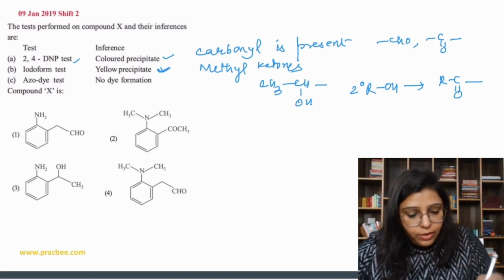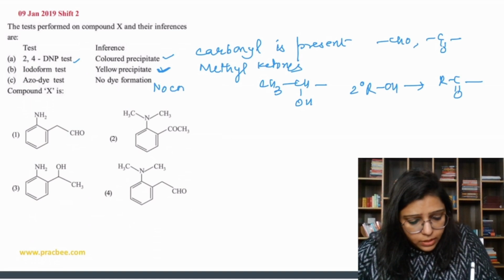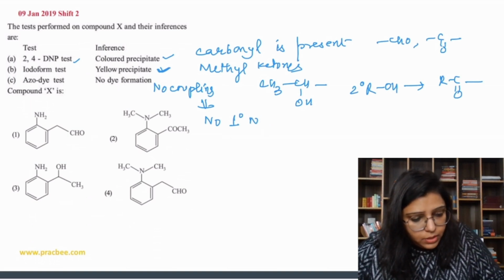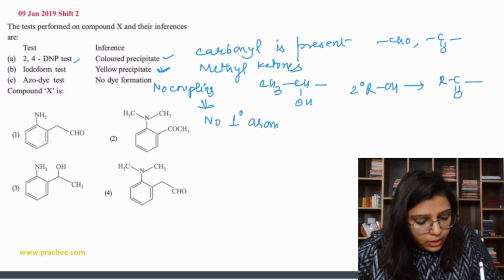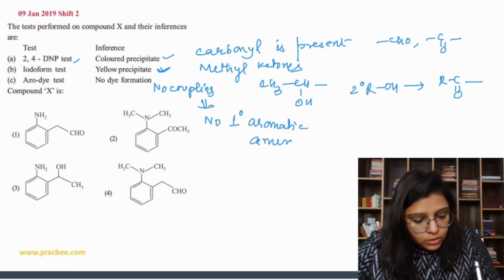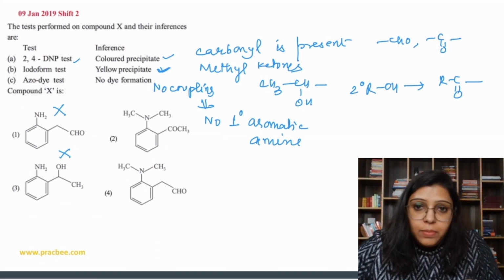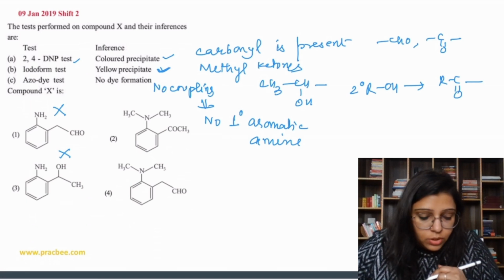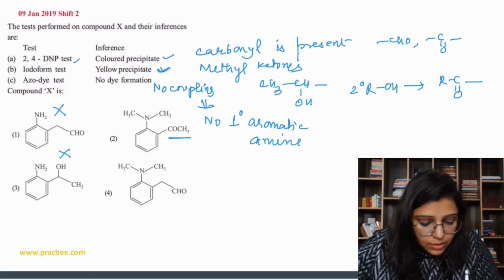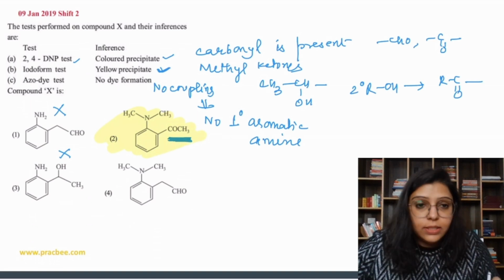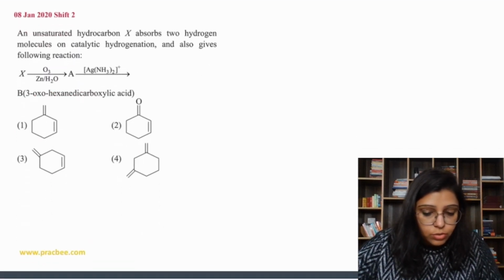Then azo dye test, no dye formation. It means no coupling. So no coupling means no 1 degree aromatic amine, NH2. So it means this cannot be true. Now we have option 2 and 4. The iodoform test is given by this one, COCH3, methyl ketone. So option 2 is going to be the correct answer. Okay. Now moving on to the next question.